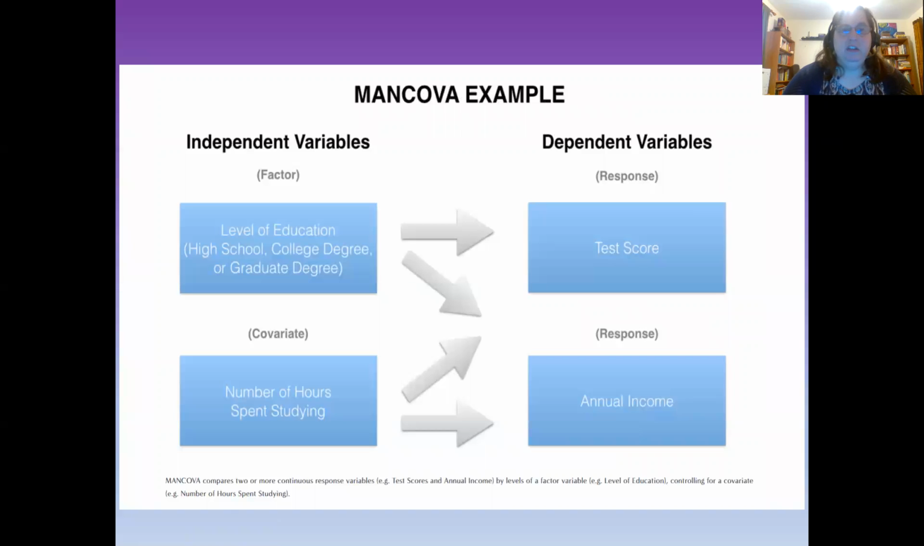And finally, a MANCOVA example. Now we have level of education, controlling for or including as a covariate this continuous variable of number of hours spent studying, and our two DVs, our test score and annual income. Okay. So as you can see with these, I obviously am not spending a ton of time. I just want you to have a sense for the differences between them and when you might use each one.